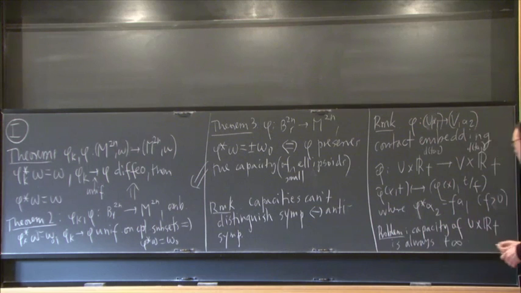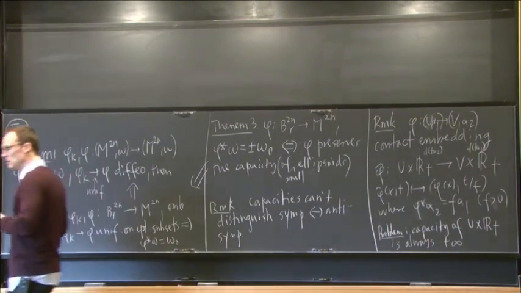Well, maybe I should not claim that capacities can't work at all, because people always come up with something new. But this direct approach where you lift a contact embedding to a symplectic embedding and then look at the capacities of the lift of the contact manifolds, that doesn't work because the capacity is infinite. So you can't actually say anything meaningful.